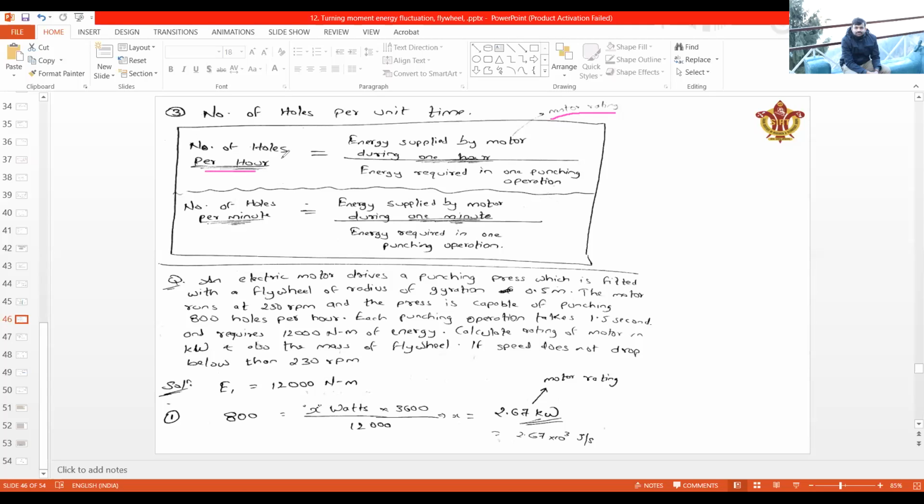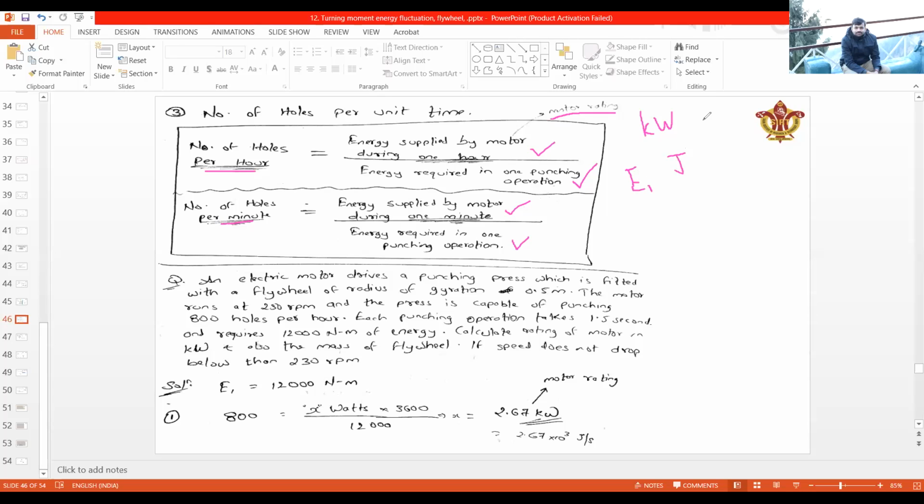So how it has to be calculated, that is the energy supplied by the motor during 1 hour, divided by the energy required in one punching operation. Similarly, if it is given in terms of minutes, then we will take the value of minute. And since the motor rating is usually in kilowatt, and the energy, that is E1 and E2, we take them in joules. Its unit is joules.